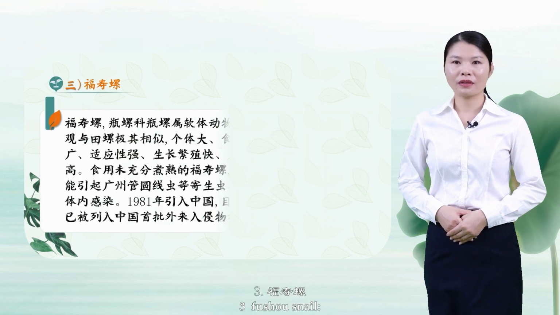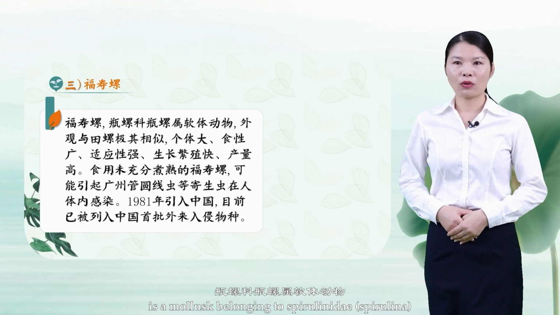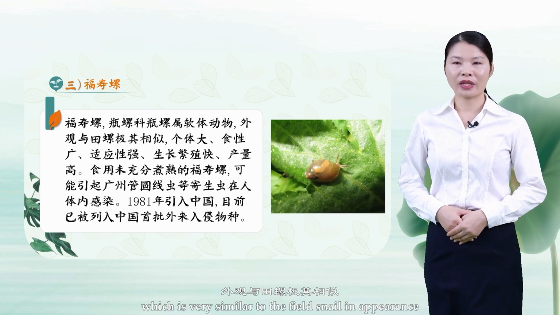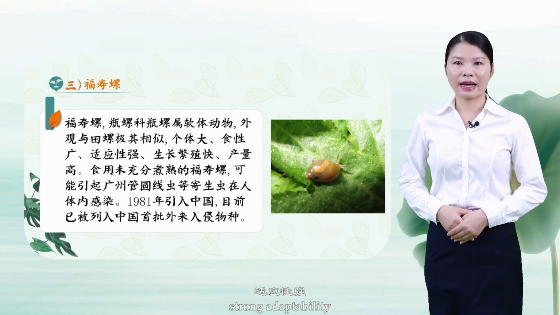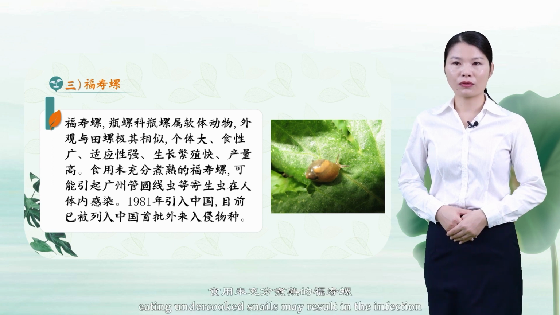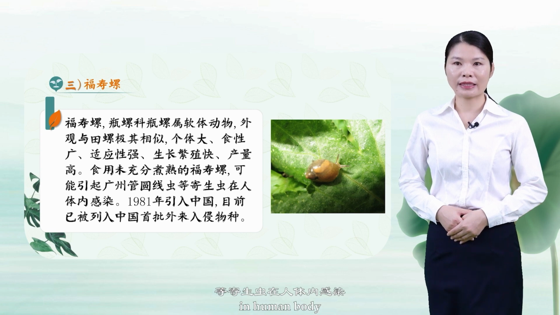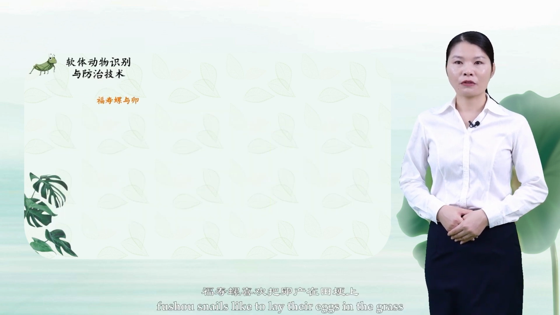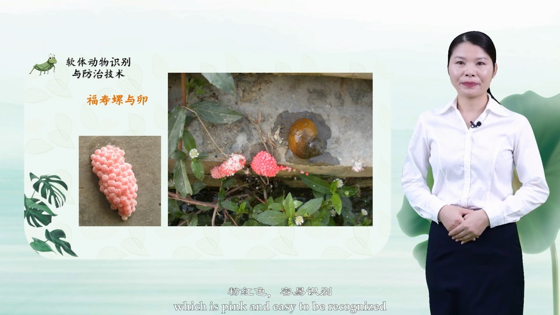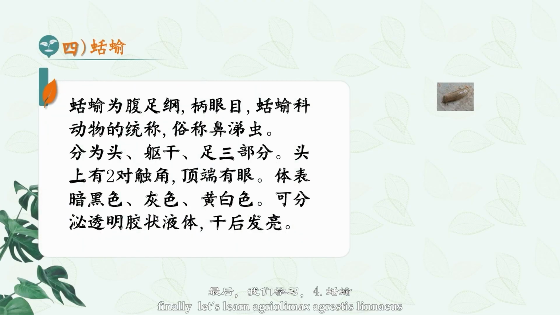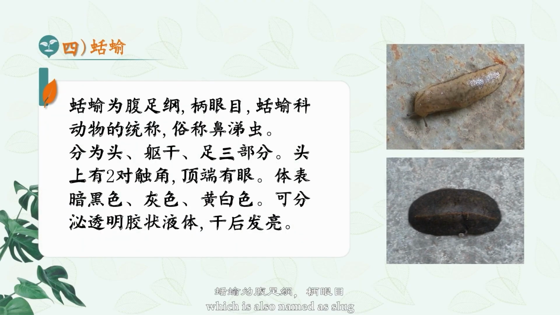3. Fusho snail. Fusho snail is a mollusk belonging to Spirulinidae, Spirulina, which is very similar to the field snail in appearance, with large size, wide feeding habits, strong adaptability, fast growth and reproduction, as well as high yield. Eating undercooked snails may result in infection by parasites such as Angiostrongylus cantonensis in the human body. Fusho snails like to lay their eggs in the grass on the bank of the ridge, which is pink and easy to recognize.